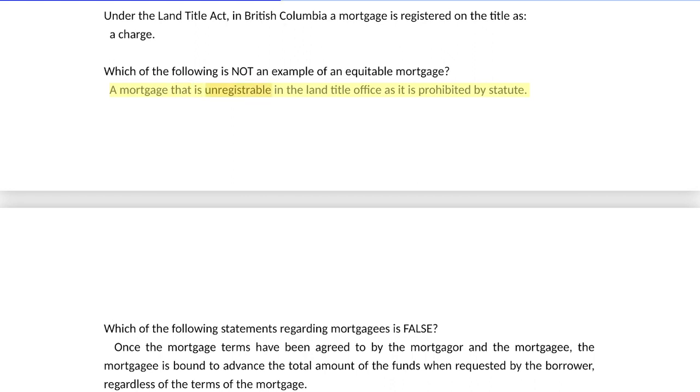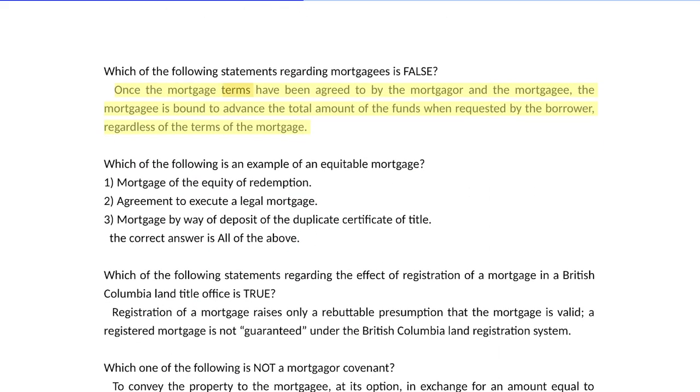A mortgage that is unregisterable in the Land Title Office as it is prohibited by statute. Which of the following statements regarding mortgagees is false? Once the mortgage terms have been agreed to by the mortgager and the mortgagee, the mortgagee is bound to advance the total amount of the funds when requested by the borrower, regardless of the terms of the mortgage.